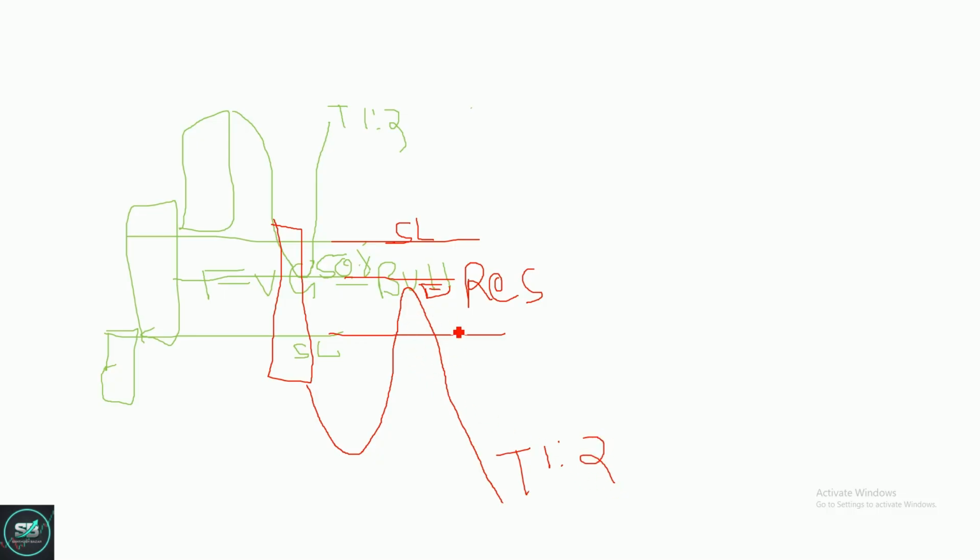So this concept is called an IFVG. It is nothing but inversion fair value gap. When a bullish FVG zone is broken by a red candle, this bullish FVG is now going to act like a bearish FVG. From the bull side, it will turn to the bearish side. So this concept is called an inversion FVG.